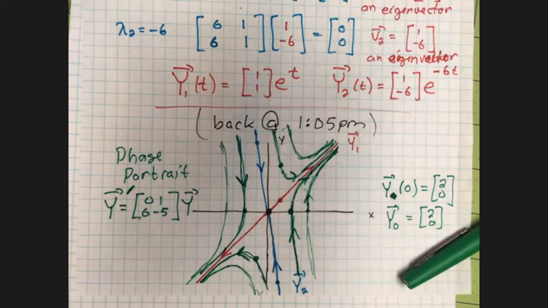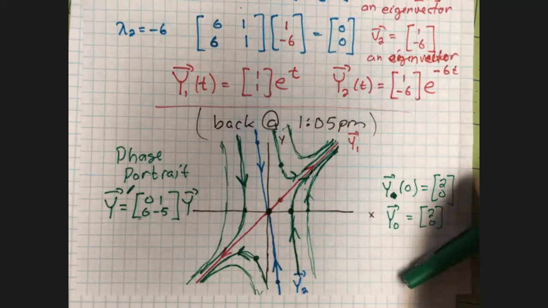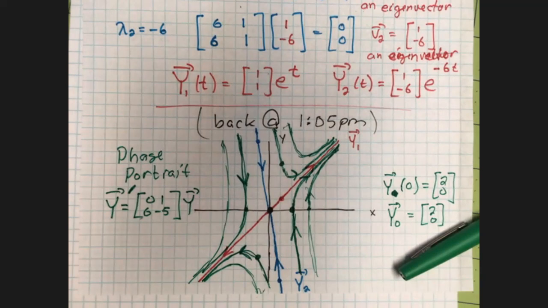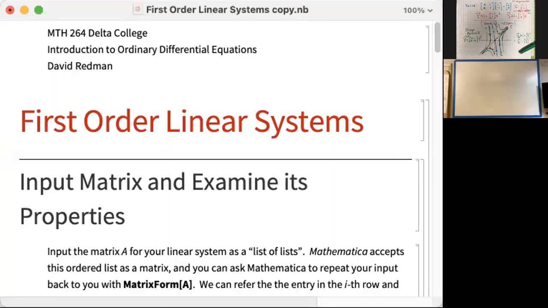Now let's do this on computer. Okay, so I'm going to share screen with you in just a second and get a Mathematica notebook going. It's the first order linear systems Mathematica notebook. It's the one we linked to on our website that I pointed out to you last time. I'm just making sure I got a clean copy of this. Okay, let's go. Looks good. Okay, so let's share this Mathematica notebook with you.